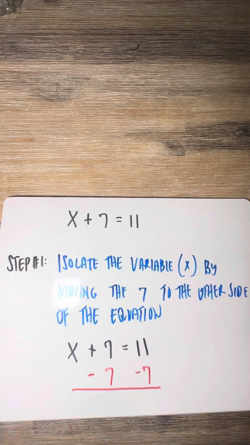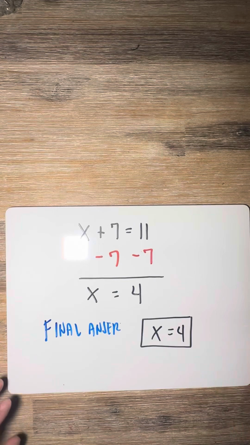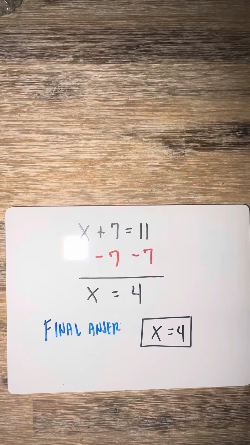Once we have done that, I'm going to show you real quick what happens. Once the 7 is subtracted, the x is by itself on the left side, and the right side becomes 4. So 11 minus 7 is 4. If you're a bit confused, on the left side the reason the x is by itself is because 7 minus 7 is 0, so it completely disappeared on us. And our final answer for this one-step equation is x equals 4.